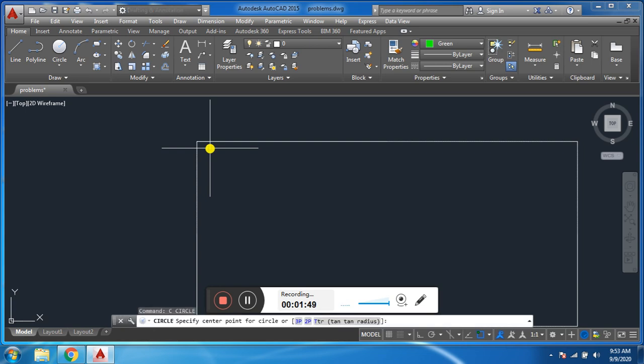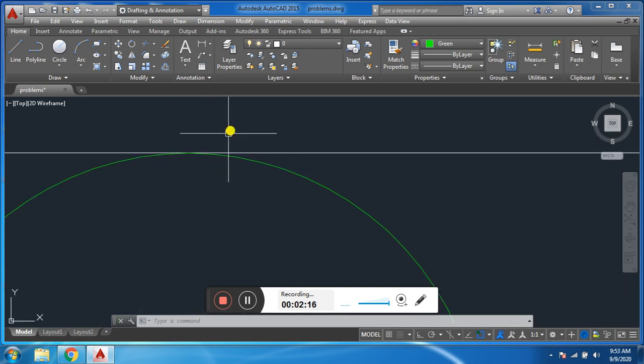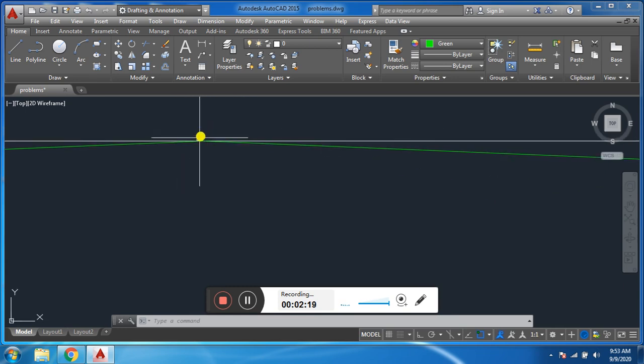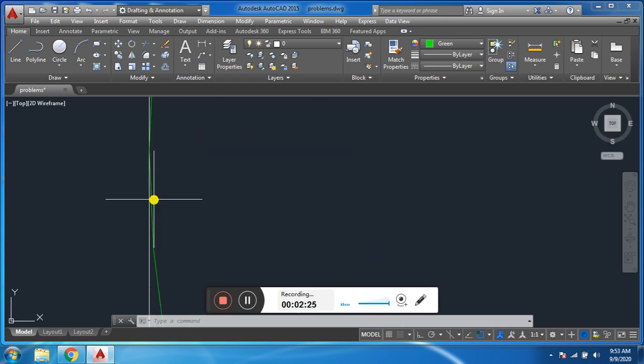C, enter, T, enter, select this line and then this line, then enter the radius of the circle. I would like to enter a radius of 0.02. Okay, we got this circle, and it is tangent to this line and this line. If we zoom, only one point touches. Similarly here, only one point touches.